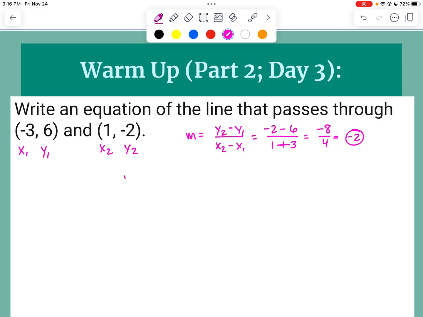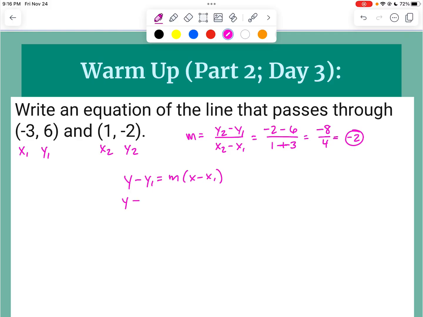I now know at least one point, and I know the slope. So I'm going to use point-slope form. So that's y minus y1 equals m times x minus x1. Now at this point, if you're comfortable enough with this formula, by the way, I'm going to use this point. If you want to just jump right into it and you don't need to write out the formula first, go for it. But that's all up to you and what you're comfortable with. So y minus 6 equals -2 times x minus, and x1's a negative, so we're going to get a double negative again, which is +3.